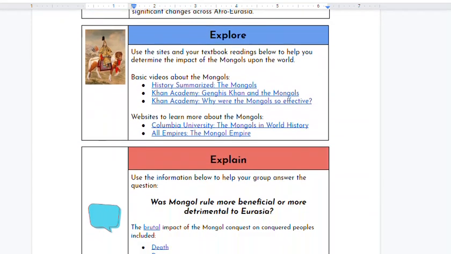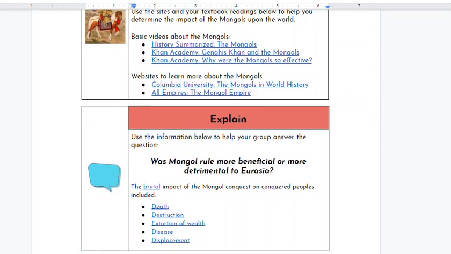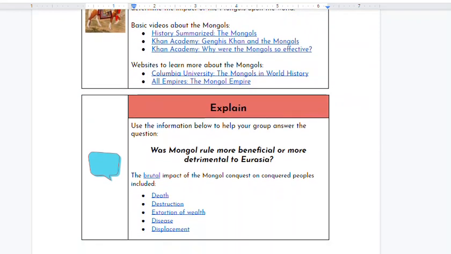So I gave the students an explore section in which they could learn more basic information about the Mongols should they need it. Students who didn't need it generally tended to skip down into the explain section where they gathered data appropriate to the question that they were answering in their blog post. And I tried to include information that was in multiple modalities such as videos, podcasts, and academic articles.